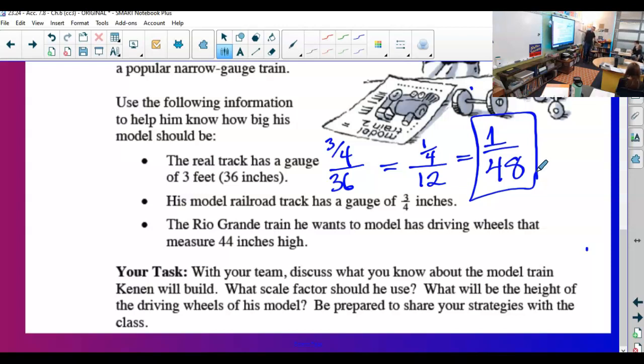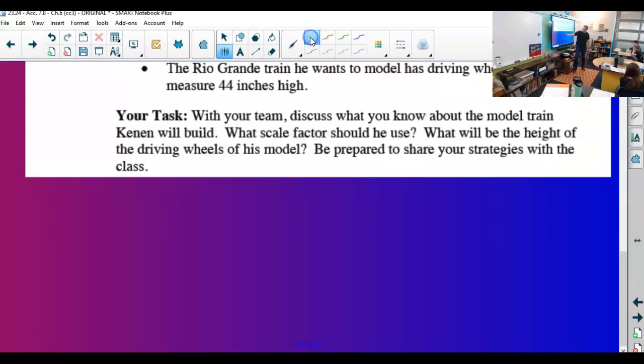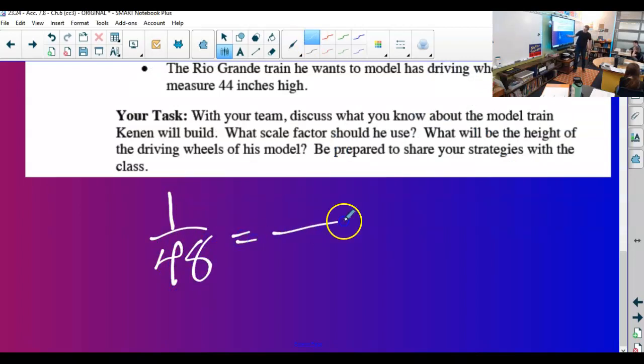So then, the Rio Grande train he wants to build, those train wheels are actually about 44 inches tall. So would that be on the top or on the bottom here? The real train wheels are 44 inches. The bottom is where we put the actual, right? The real train is the bigger. So if I know my scale is 1/48, and I know the actual train has wheels of 44, how do I get, if I don't know how to multiply, divide, I guess this might be a time where we gotta end up using decimals.